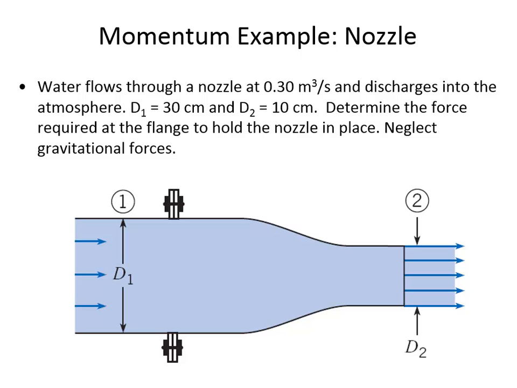So if I want to find the force on the flange, it's going to be the 1,000 kilograms per cubic meter, that's the density of water, times the volumetric flow rate of 0.30 cubic meters per second, times the difference in velocity, 38.2 meters per second minus 4.24 meters per second. And now minus P1A1. So minus 720,000 newtons per meter squared times the cross-sectional area, 0.070686 meters squared.